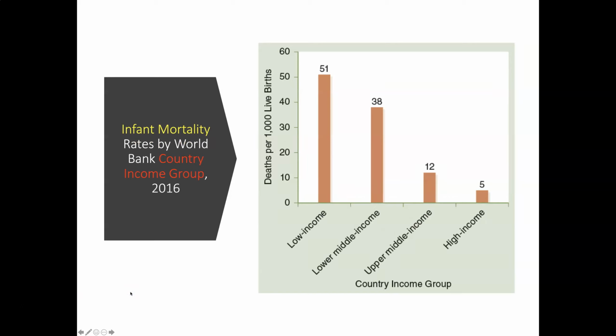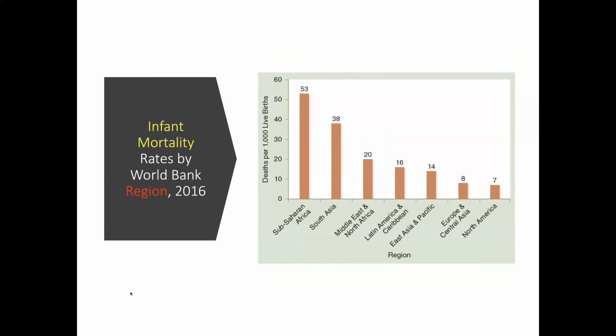Next is the infant mortality rate. The infant mortality rate is the number of deaths of infants under the age of 1 per 1,000 live births in a given year. And so you can see that it's expressed in deaths per 1,000 live births. And again, you can see the differences between a low income and a high income country, as well as the difference in infant mortality between regions. And so again, Sub-Saharan Africa, South Asia being the highest, and North America, Europe, Central Asia being the lowest.